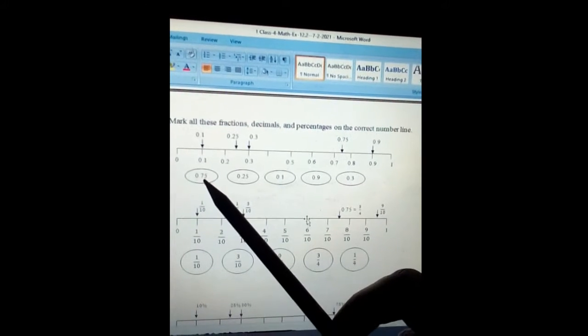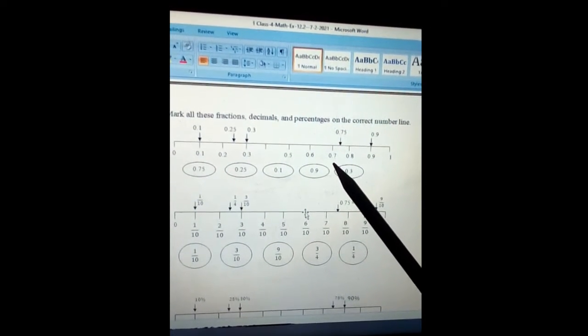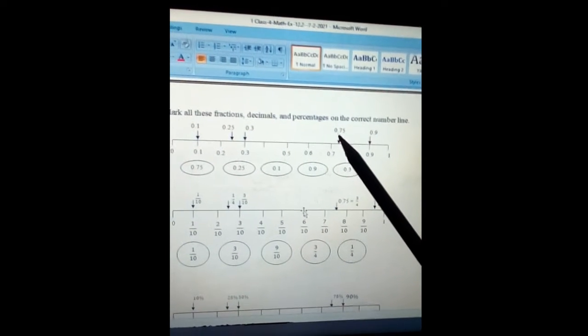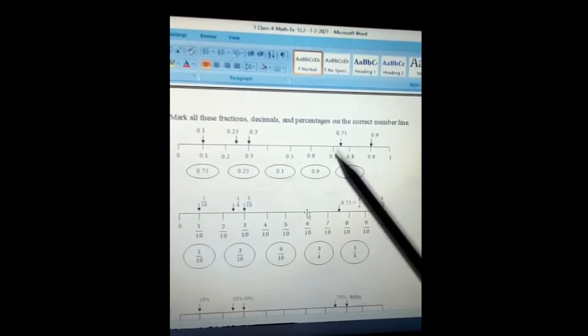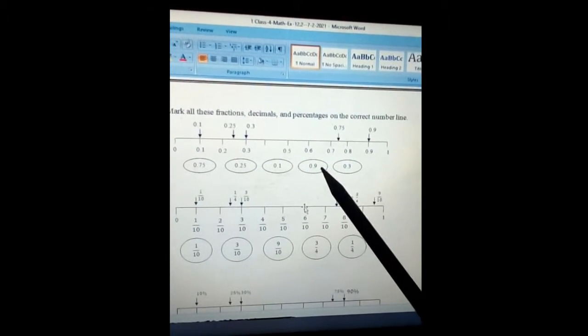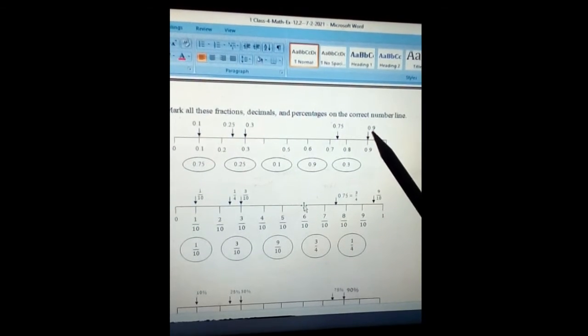Next is 0.75. It will be in between 0.7 and 0.8. So for 0.75, put an arrow and we'll write down the decimal number over here. Last is 0.9. Over here we've got 0.9, so we'll put an arrow and put 0.9 over here.